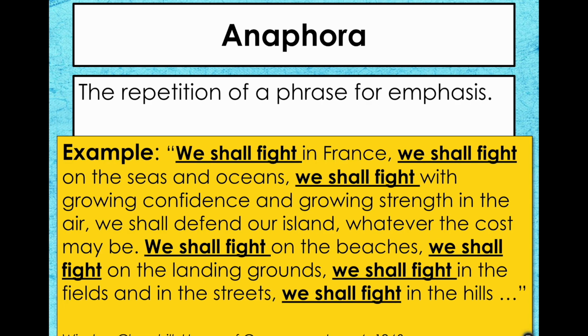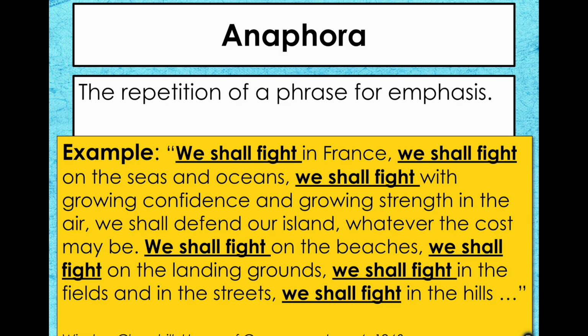All right, anaphora, we have the repetition of a phrase for emphasis. You can see here in Winston Churchill's House of Commons speech that repetition of that phrase, we shall fight, we shall fight, we shall fight. And some of you guys already even noticed that as we looked at the Day of Infamy, and you noticed the repetition of certain phrases in that speech. That is anaphora. That is what we would label it as if we want to be specific. You can, of course, call these things repetition because that is what it is, but the actual device when we are repeating a specific phrase over and over is anaphora.